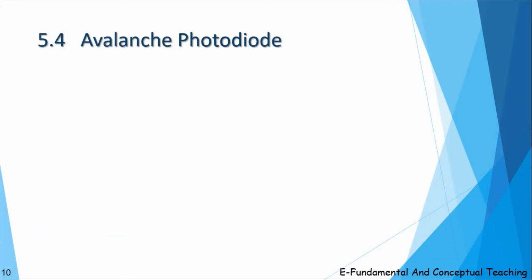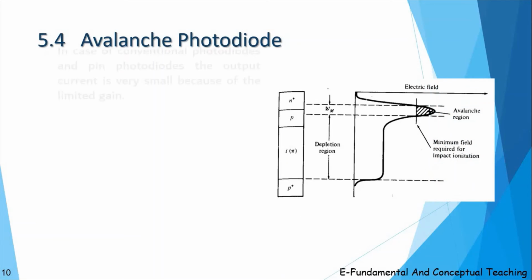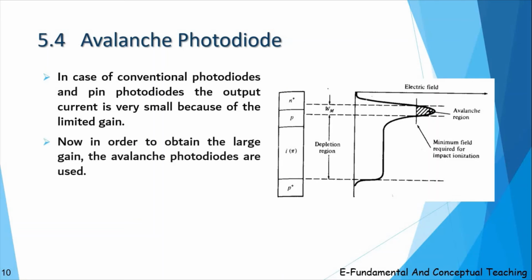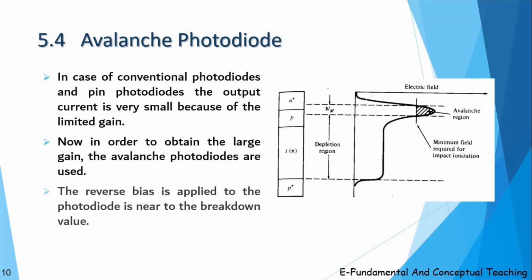Avalanche photodiode. In the case of conventional photodiodes and PIN photodiodes, the output current is very small because of the limited gain. Now, in order to obtain a large gain, avalanche photodiodes are used. The reverse bias applied to the photodiode is near the breakdown value.